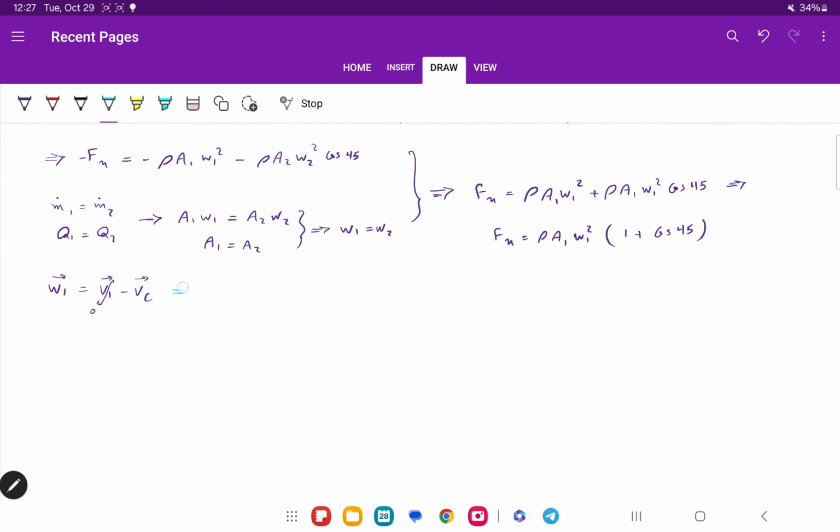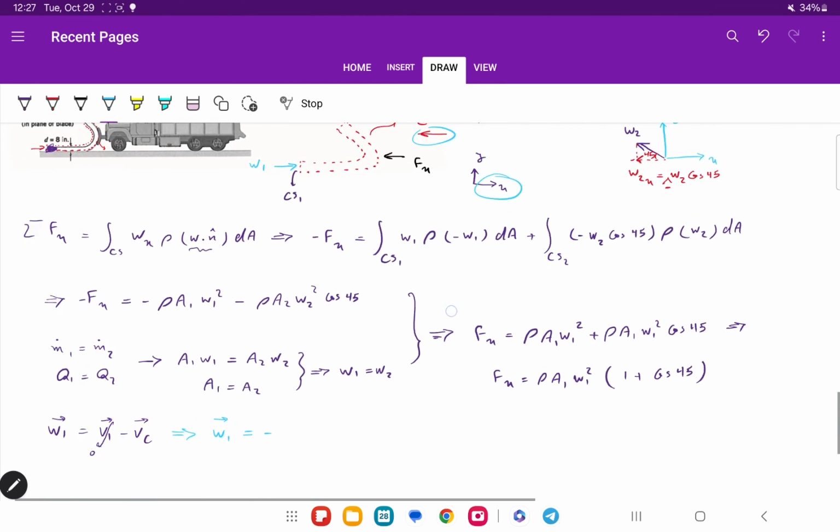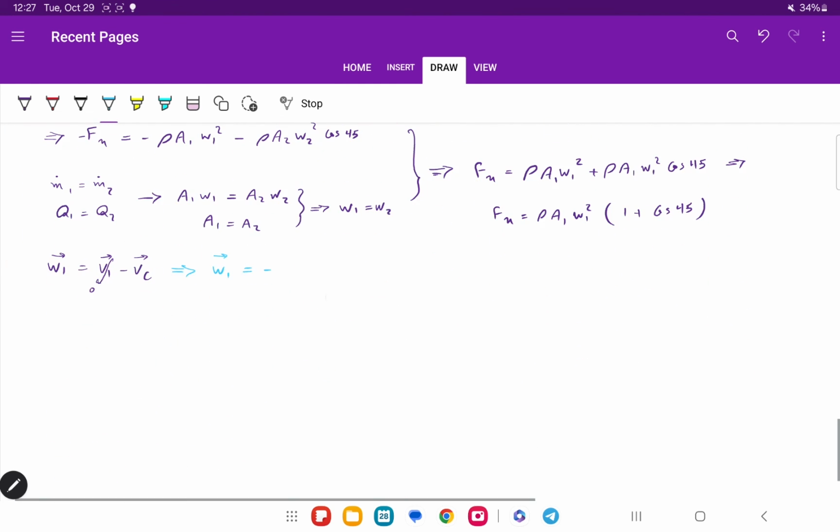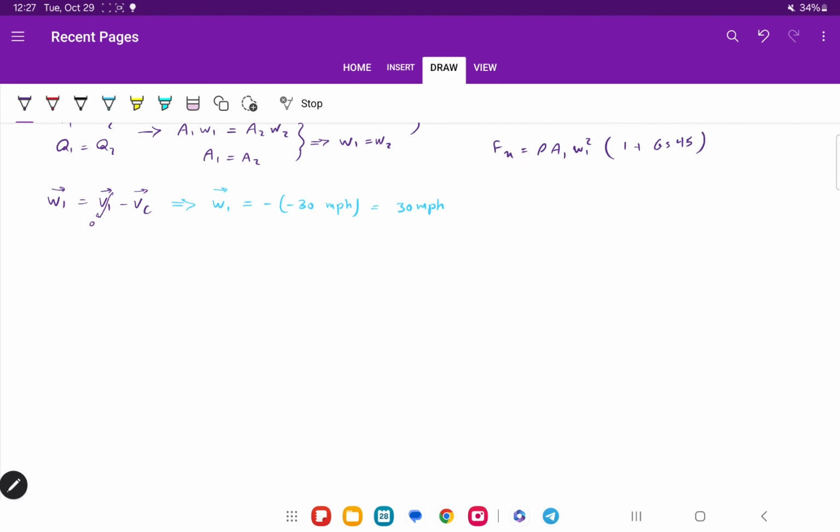So W1 equals minus Vc, but control volume velocity is in the opposite direction. So minus minus 30 mph equals 30 mph. So we have the velocity. Now we can solve the question.